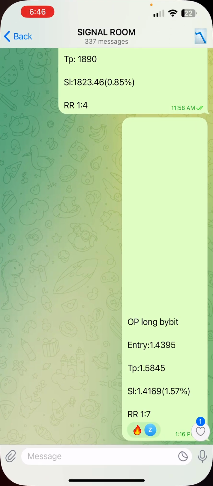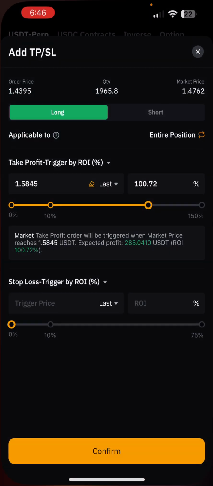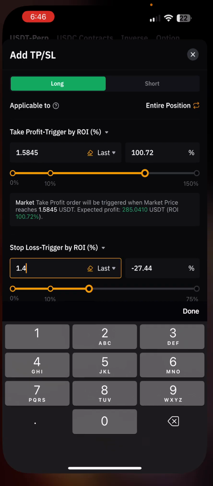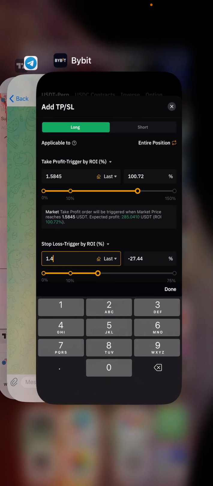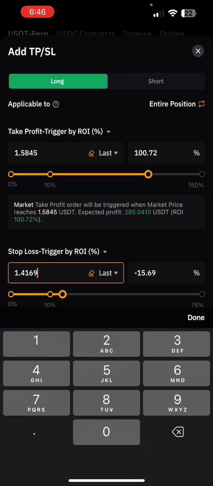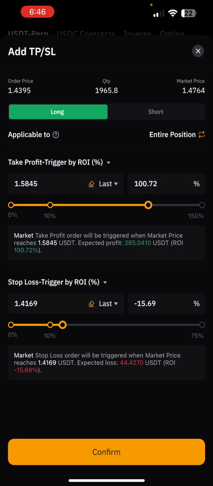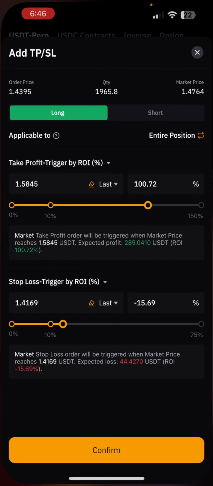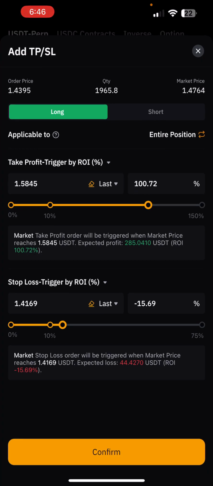And also, they wrote my SL, which is 1.4169. So this is where you are going to input your stop loss. You can see I've already input my stop loss, which is 1.4169. So that's where you are going to input your stop loss.